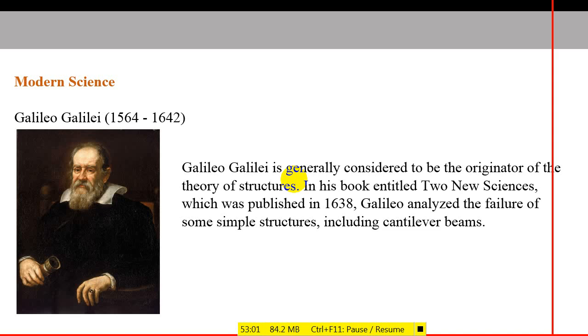So Galileo was the first person ever to write a book in which he tried to scientifically interpret failure of some of the structures. But there were some books that were referring to how to design, how to construct, etc. But this is the first time science plays a role. There's a point of start for scientific interpretation.